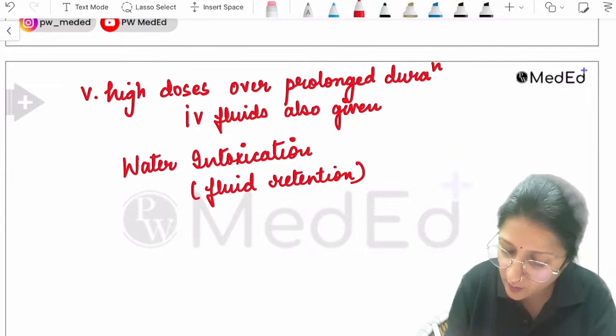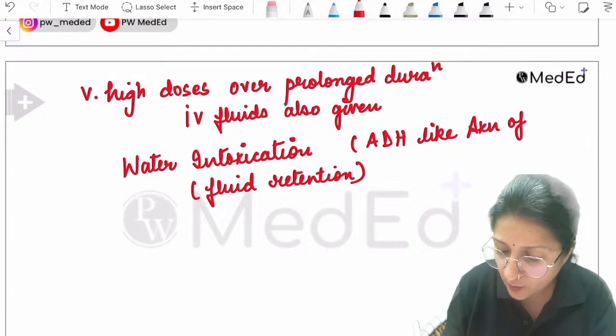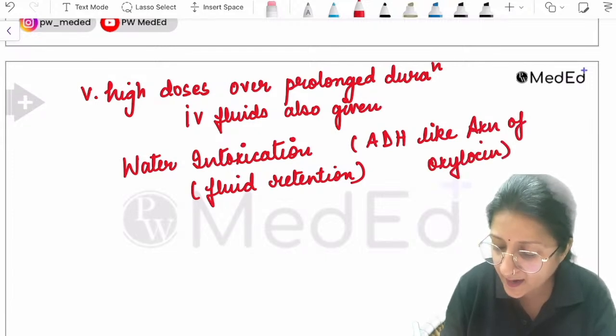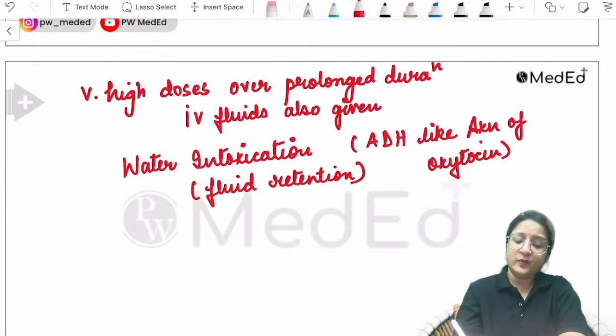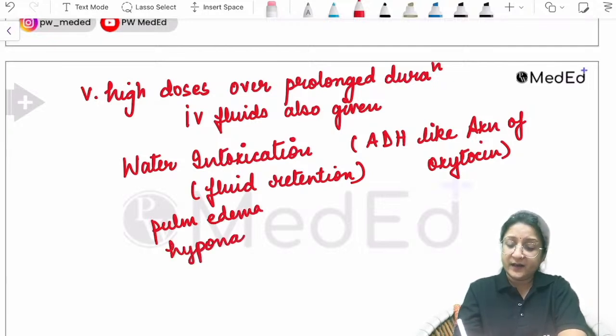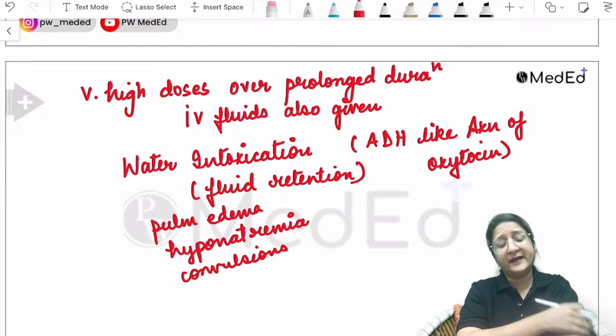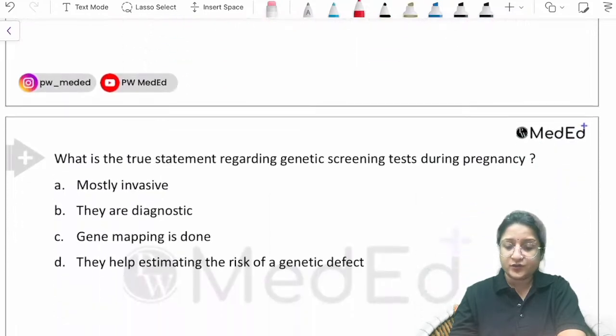Basically this is fluid retention because of the ADH-like action, antidiuretic hormone-like action, of oxytocin that is seen in very high dosages over a prolonged duration of time. In that situation, there can be pulmonary edema, and electrolyte imbalances like hyponatremia. It can also lead to convulsions as well. So it can be a dangerous complication, but it's not very common. Keep that in mind. So let's move on to the next question.